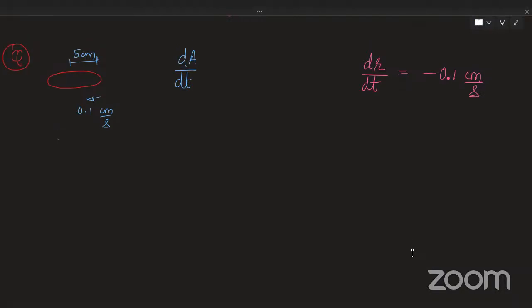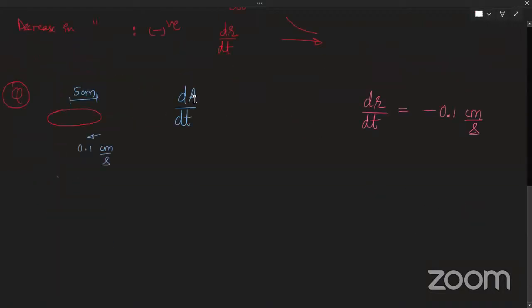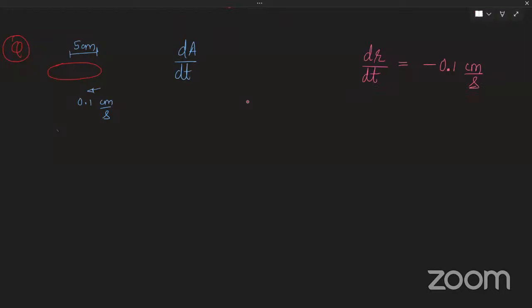Tell me. Should it be a negative or a positive value? Negative, sir. Who will tell me? It's a negative value, right? Because it's decreasing. See, decrease in quantity is a negative value. Fine. So can you tell me what is the value of dA by dt?